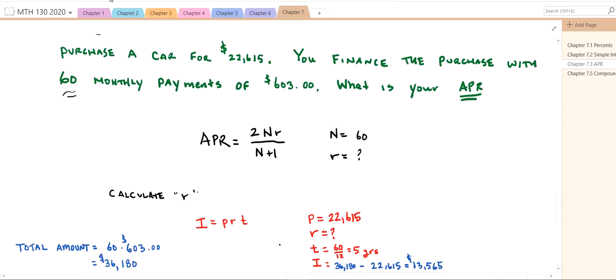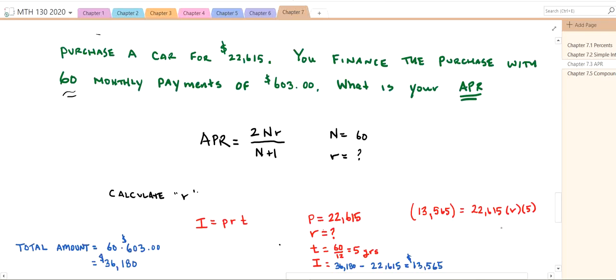Okay, so let's get back to this. We've got three of these four variables here, so we can calculate the other. Let's throw those into the equation. For I, we have 13,565. That's equal to 22,615, our principal, times R times T, which is 5.